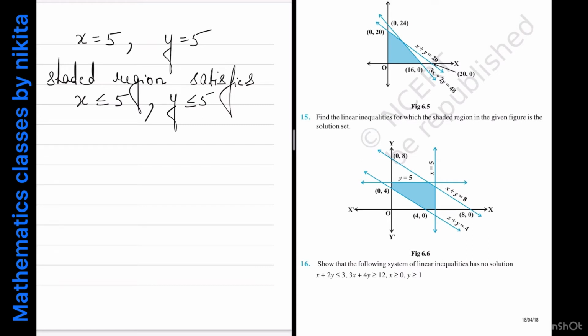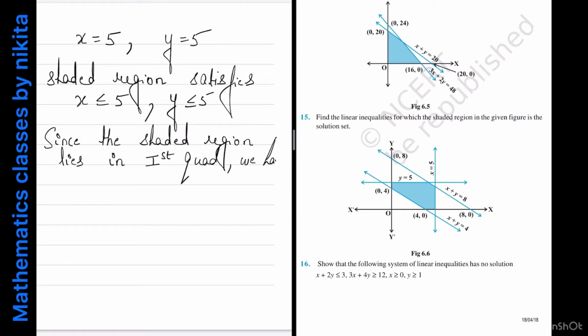Okay, but note one thing, that the shaded region is given in the first quadrant. That means your x is non-negative as well as your y is non-negative. So since the shaded region lies in the first quadrant, we have our x should be greater or equal to 0 and your y should be greater or equal to 0. So this is your 3 and this is your 4.